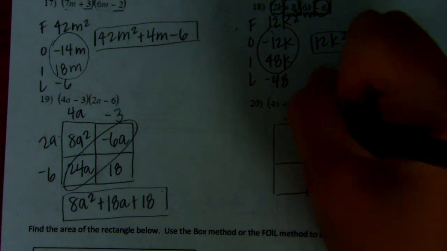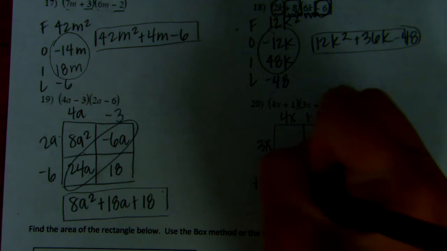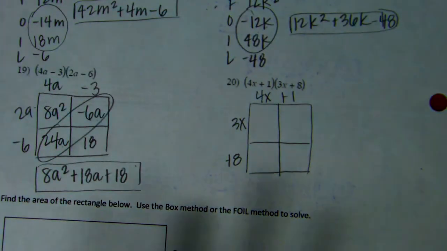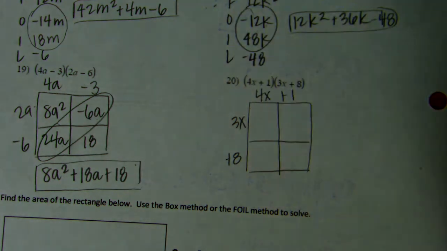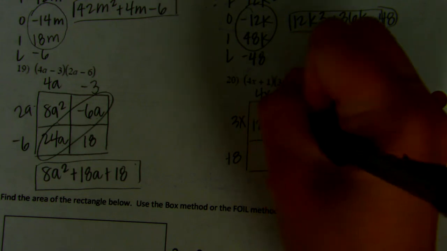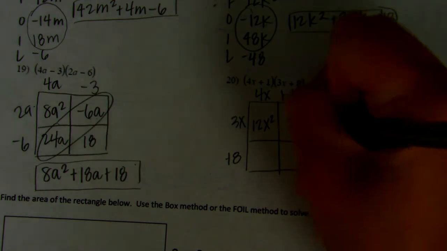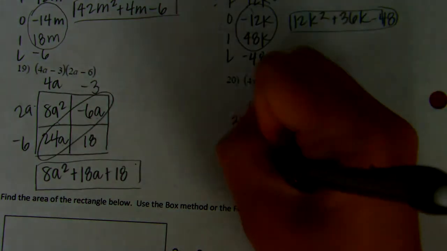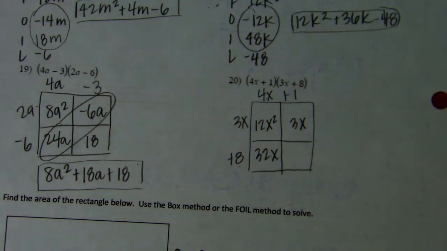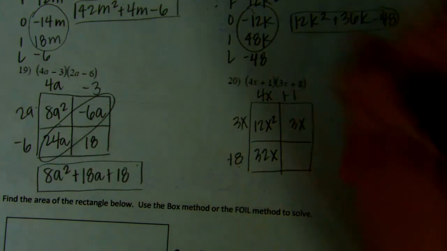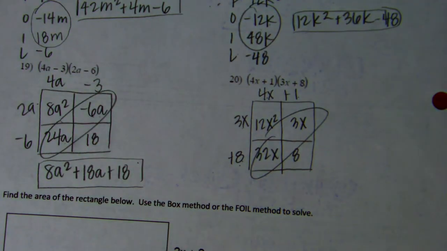Two more actually. Doesn't matter where you put the 4x plus 1 or the 3x plus 8, as long as you split your terms up correctly and make sure that you keep the sign. Positive 3x times 4x is 12x squared. 3x times positive 1 is 3x. Positive 8 times positive 4x is 32x. Positive 8 times positive 1 is positive 8. When I combine my like terms, I add and subtract.